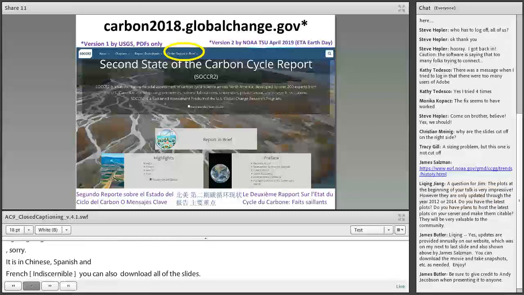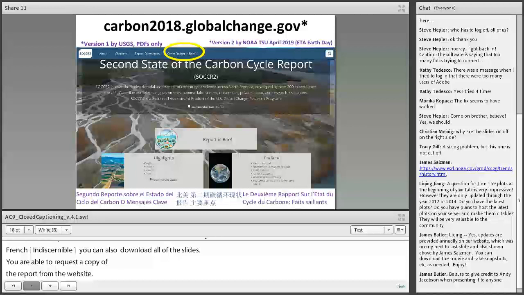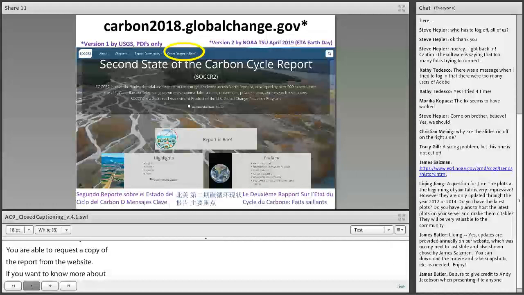So please do so. The preface, I forgot to mention, is also of interest if you want to know more about the development of the report, the reviews, carbon accounting processes and methods, the uncertainty and confidence used throughout the report, and also the interagency context of US carbon cycle science that Jim described a bit earlier.